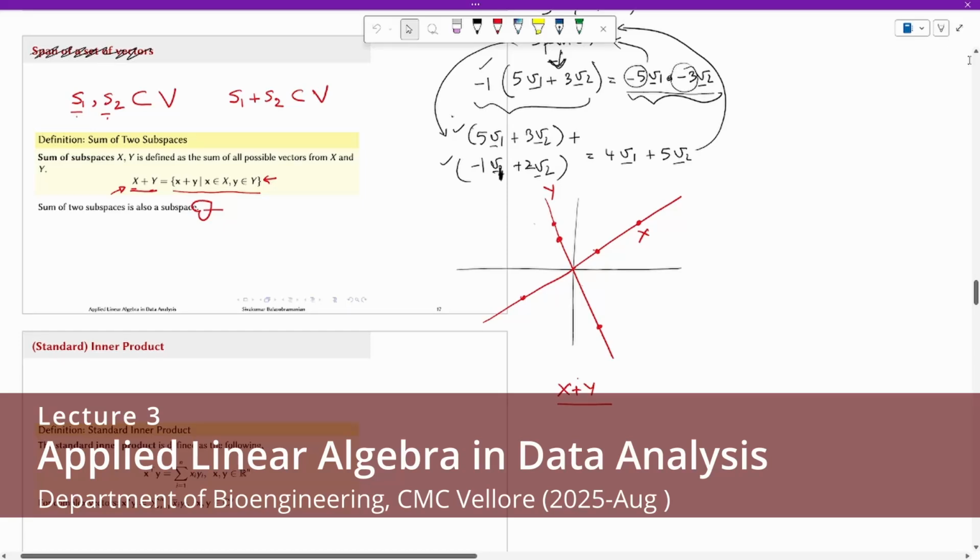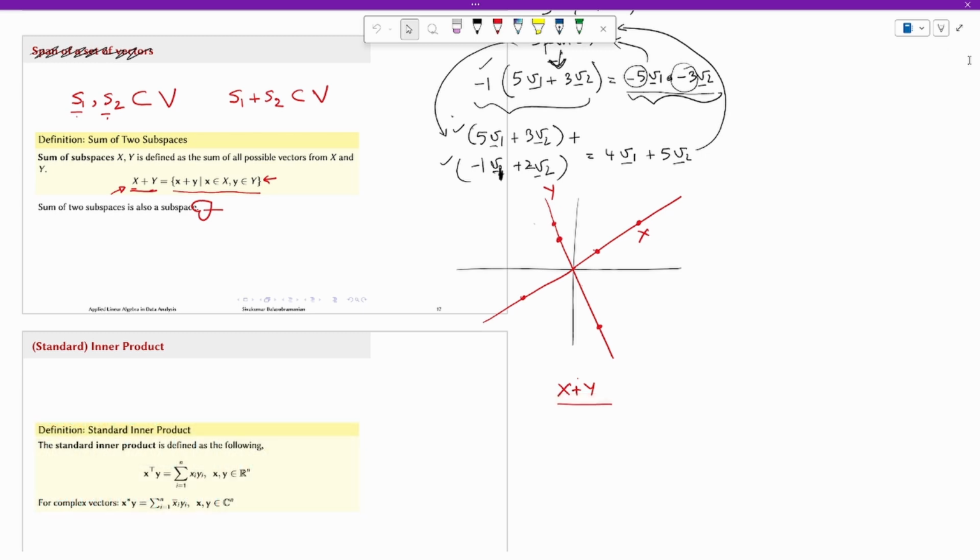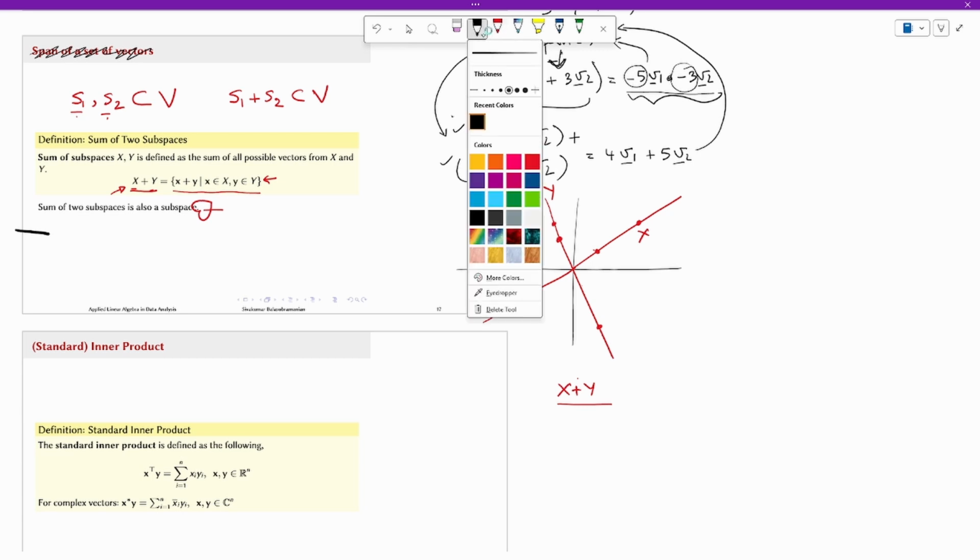Okay. Are there any questions from the last class? No? Everything's clear? Okay, all right. Then we continue. So we've discussed till the addition of subspaces.